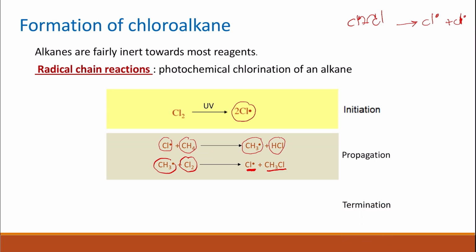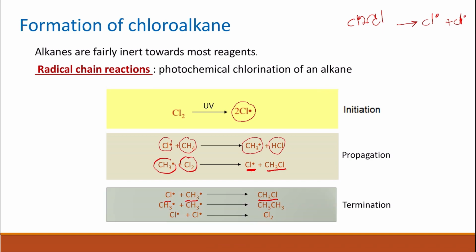And then the termination step is the last step of the reaction. In the termination step, the free radicals in the reaction mixture will start to react with each other to give neutral compounds. So the chlorine free radical reacts with the methyl free radical to give methyl chloride, or two methyl free radicals react together to give ethane, or the free radicals of chlorine react together to give chlorine. So then when all the free radicals finish, the reaction will end.